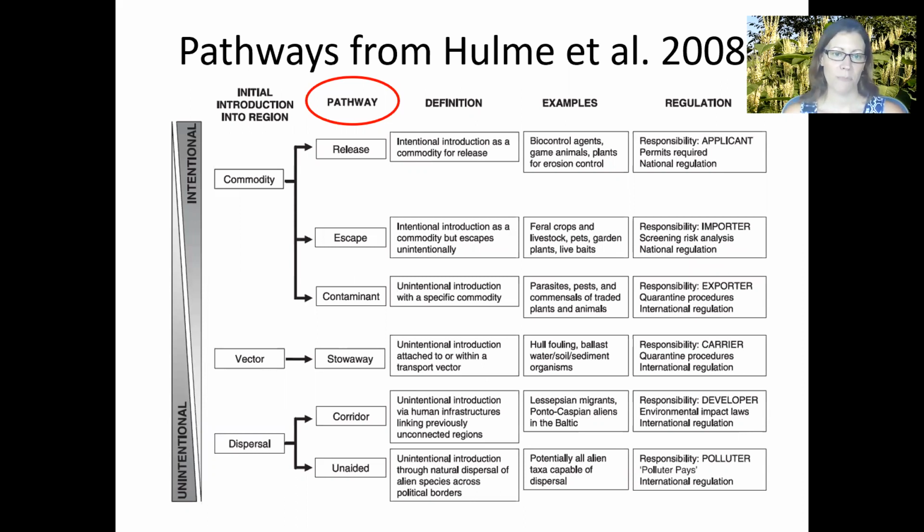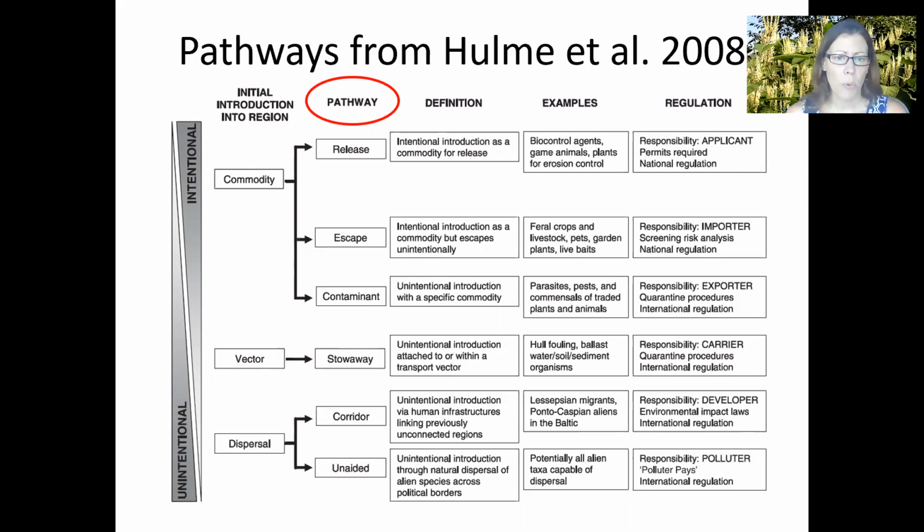So, pathways from Hulme. This is just copied out of that Hulme paper. One of the things that they did that I really like in this paper is they've narrowed down a bunch of different ways by which invasive species are introduced. So not just the vector, like they come in on a boat, and not just intentional versus unintentional, but digging a little bit deeper to group things together: what are the different ways of intentional introduction? What are the different ways of unintentional introduction?